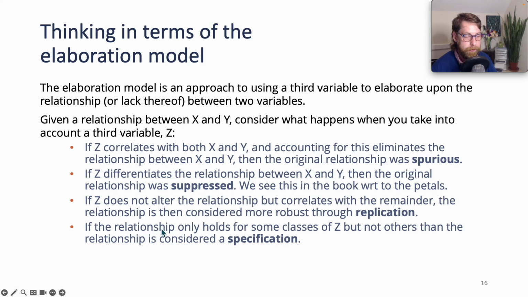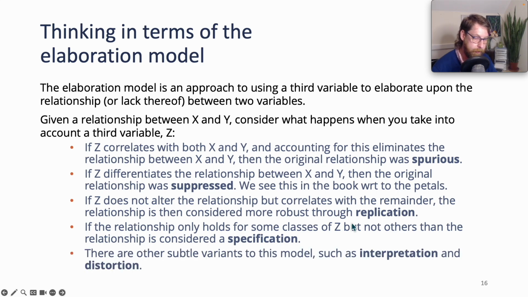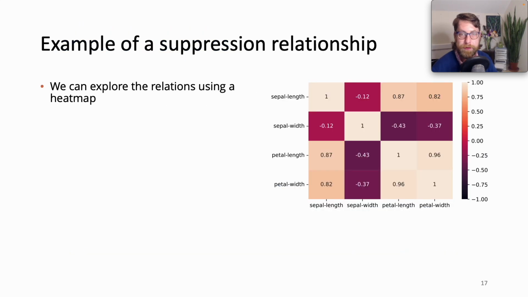Now, here's one that we sometimes see. If the relationship only holds for some classes of z but not others, then the relationship is considered a specification. And now there's a couple others, interpretation and distortion, but let's have a look at how that can help us pick apart these sort of odd negative correlations right here.